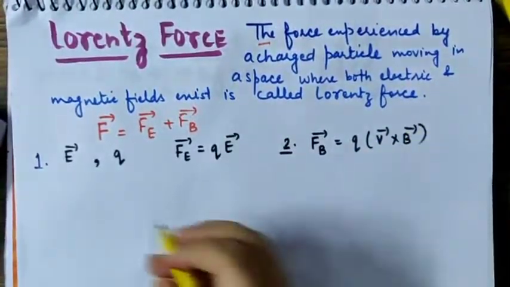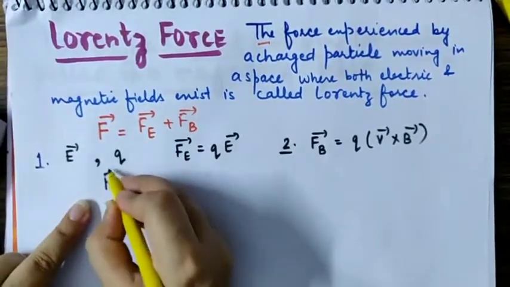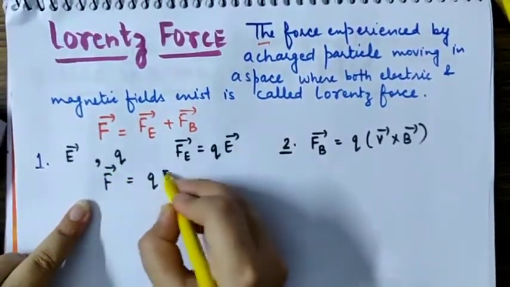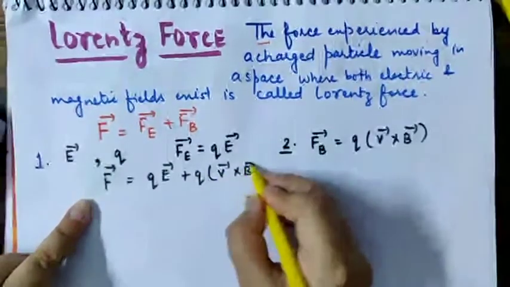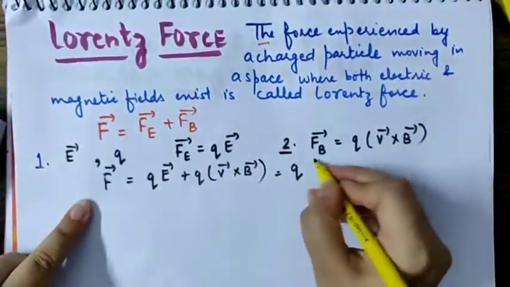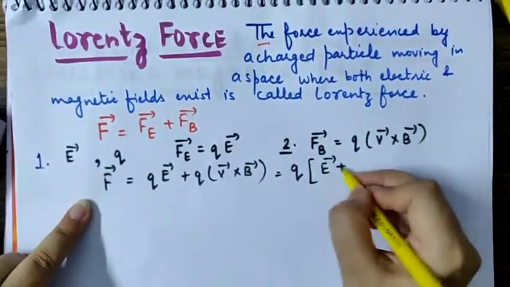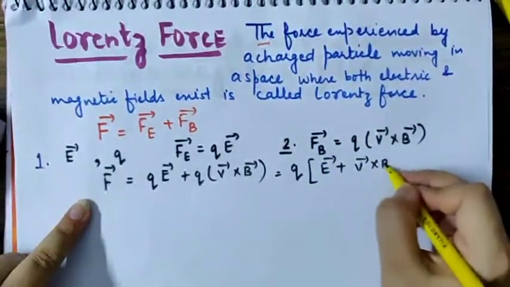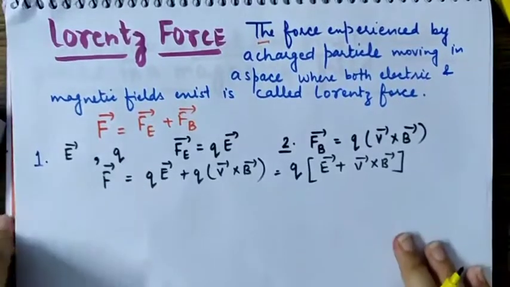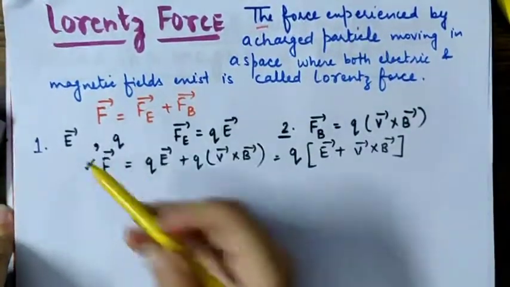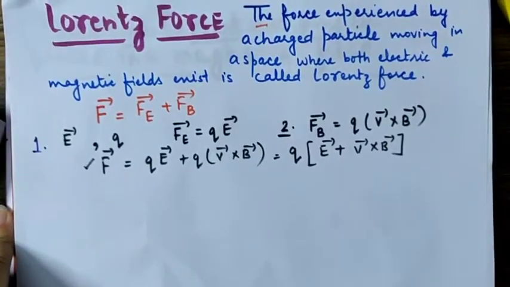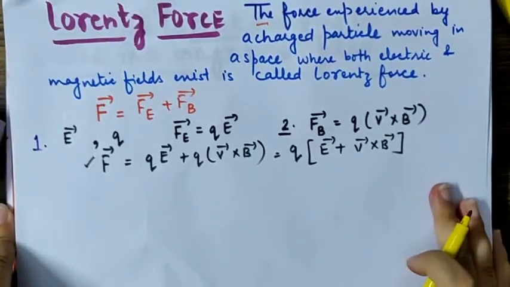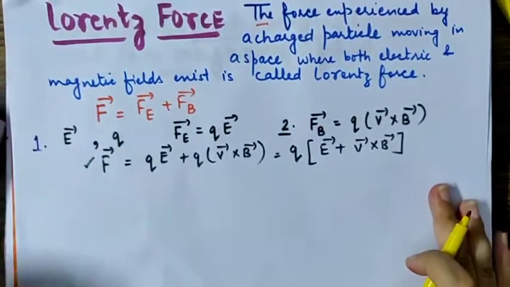So when you sum up these two forces, Lorentz force will sum up to QE vector plus QV vector cross B vector. If you take Q as common, then it will be Q times E vector plus V vector cross B vector. So if we have to find out the net direction where the charged particle is going to move, we can discuss two different cases for that context.